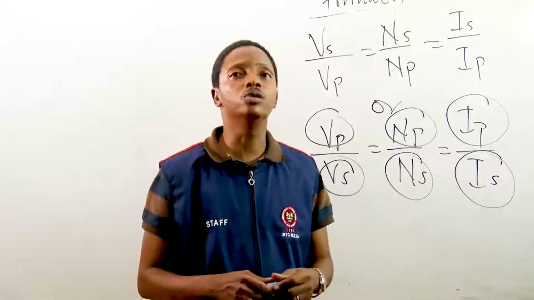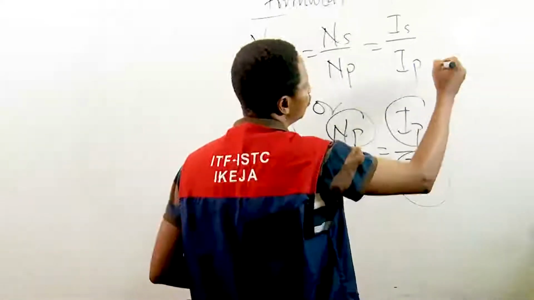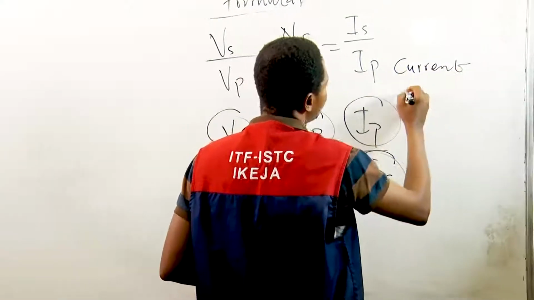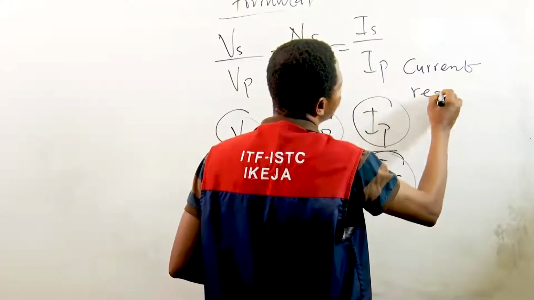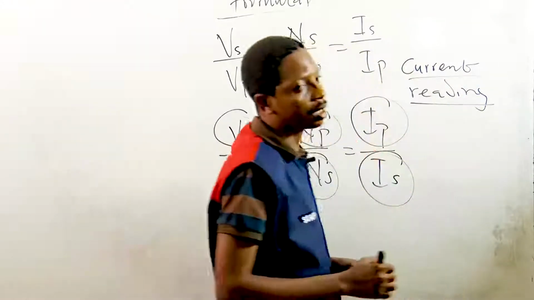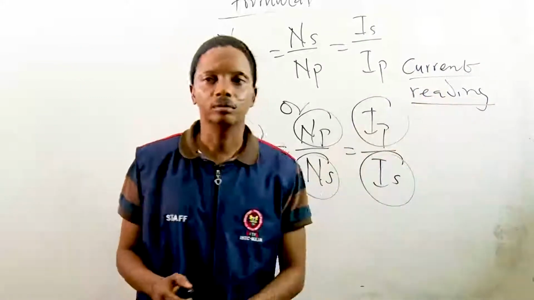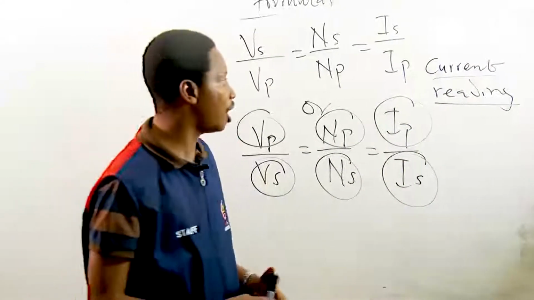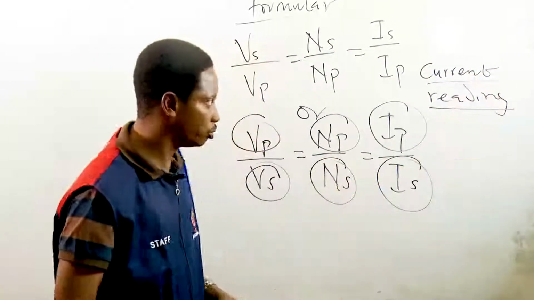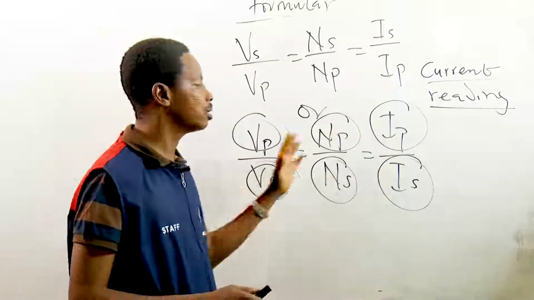Mostly, what do we use current transformer for? They are mostly used for what we call current reading. So mostly a clamp meter is designed using a current transformer to measure the amperage of current that is being consumed by a particular load. So this is the formula and this is what we have.